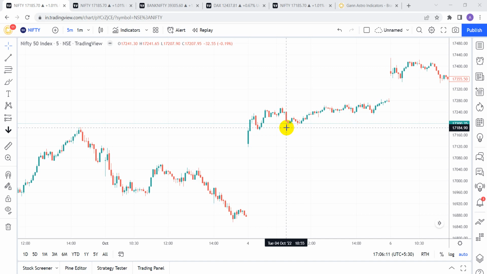Hi everyone, this is Brahmesh, and in this video we'll discuss two time cycle indicators which we have developed in TradingView. They are called Gann time cycles and Astro time cycle indicators.